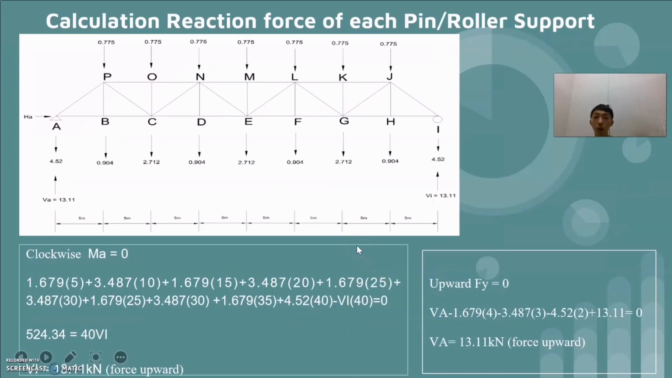Next, we need to calculate the reaction force on the pin and roller support. We assume clockwise is positive, sum of MA equal to 0, and we get the answer BI is equal to 13.11 kN and the force is acting outward. Then we assume outward is positive, sum of FY equal to 0, and we get the vertical force VA is equal to 13.11 kN and the force is acting outward.